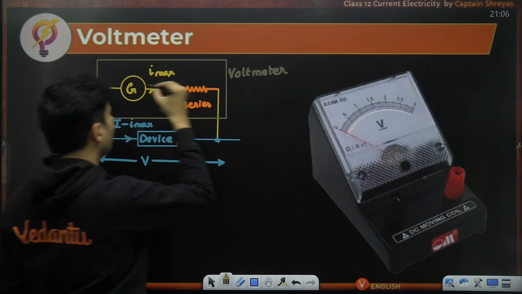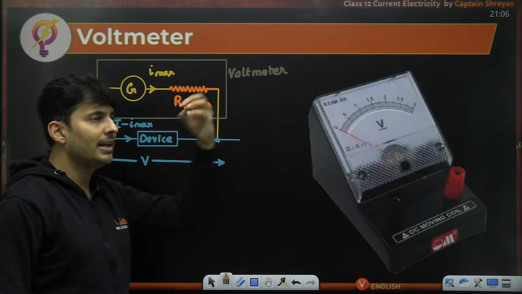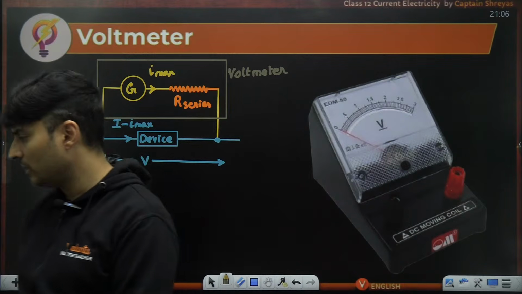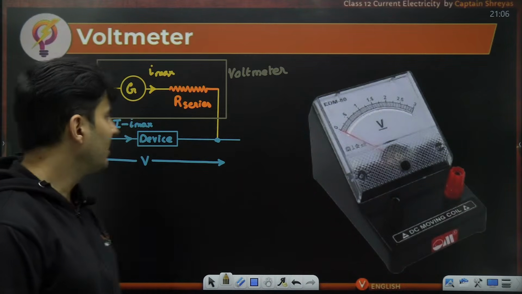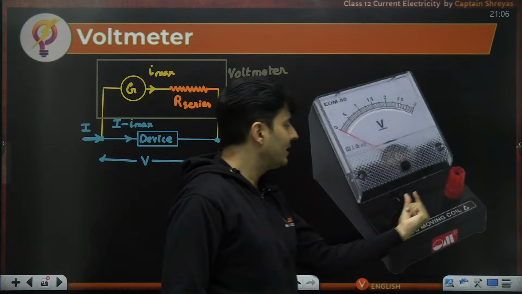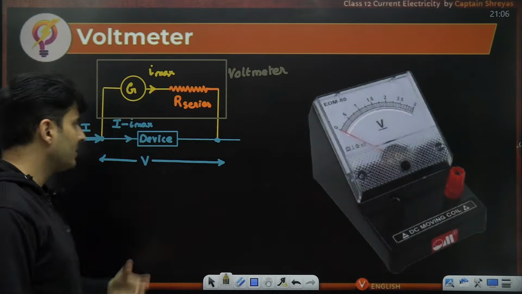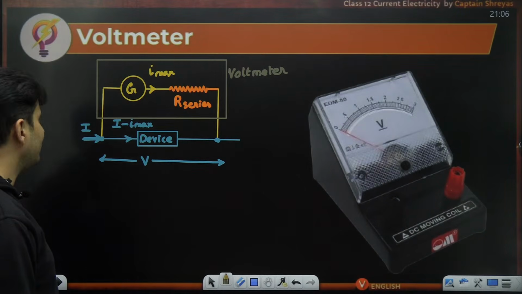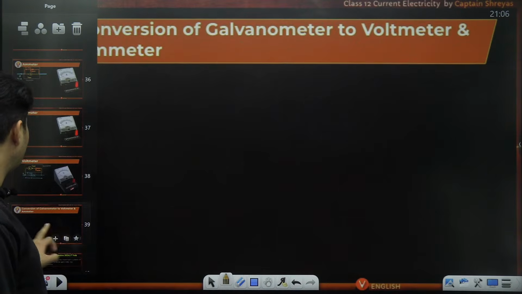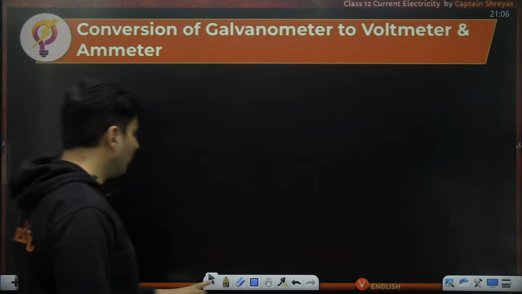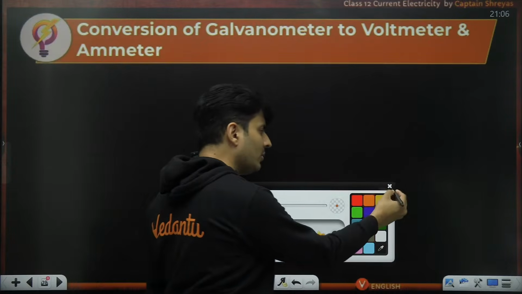So voltmeter is nothing but a galvanometer with a very high resistor in series. That's all. Voltmeter is nothing but a galvanometer inside, but there is a very high resistance inside. That's all that is there. So if you ask me how do you exactly convert something into a voltmeter or an ammeter, let me give you a simple example.